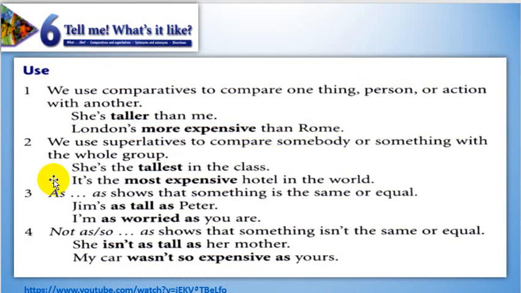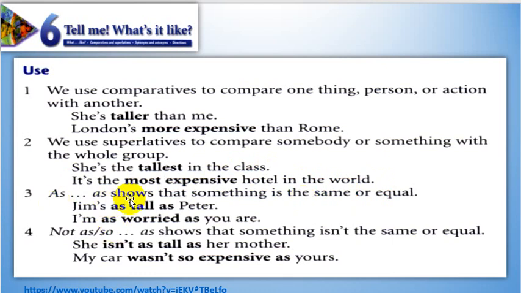Two, we use superlatives, أقصى درجات المقارنة, to compare somebody or something with the whole group. She's the tallest in the class. نقارن شيء أو شخص أو حدث مع مجموعة. She's the tallest in the class. هي الأطول في الصف بين مثيلاتها. It's the most expensive hotel in the world. الأغلى في العالم.